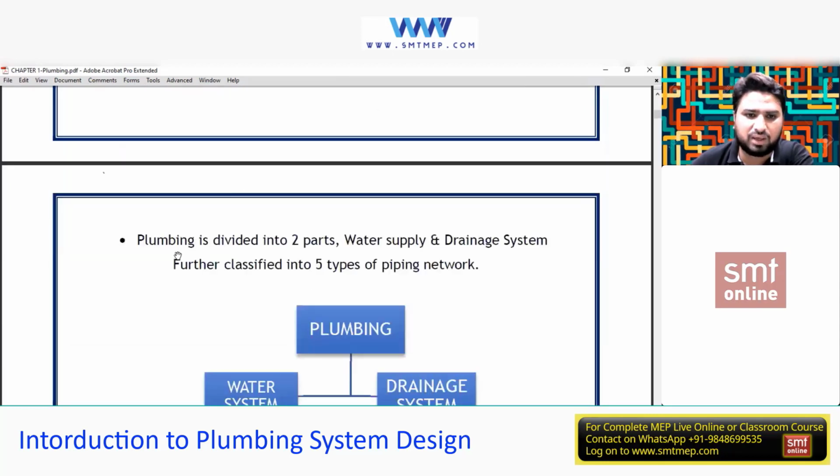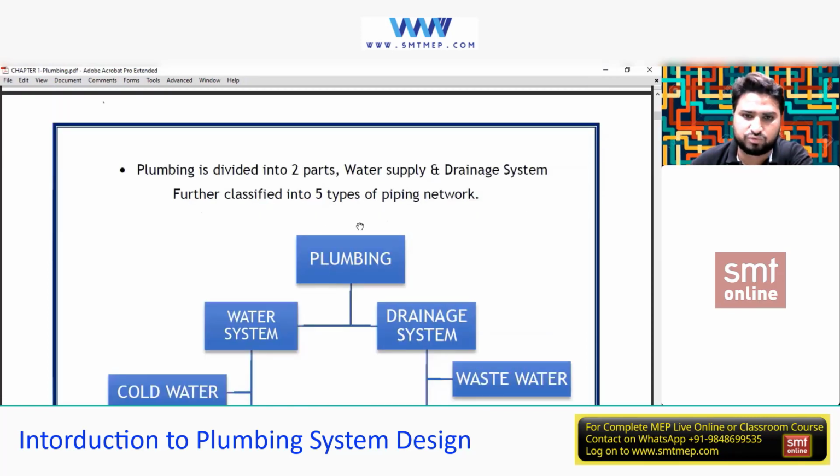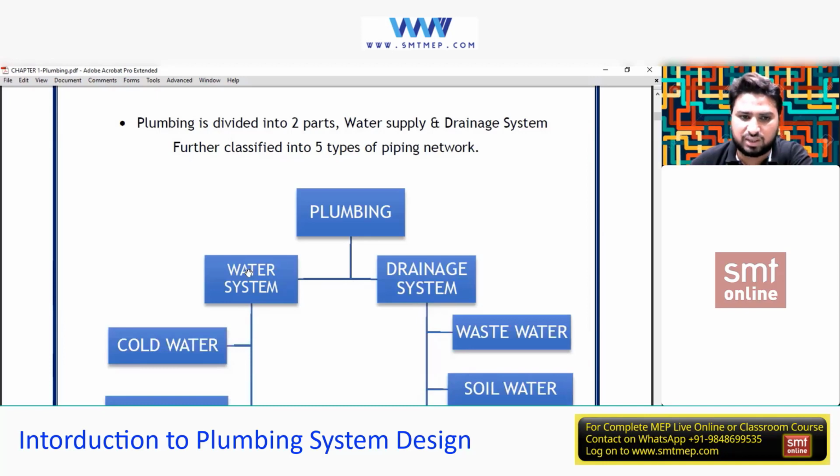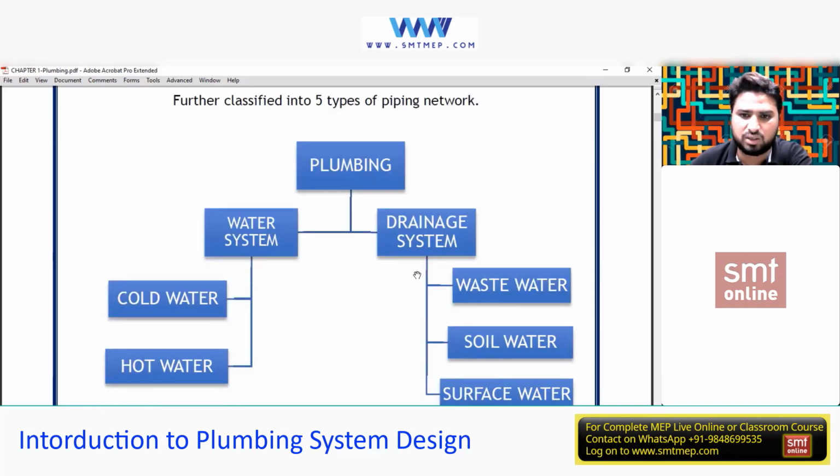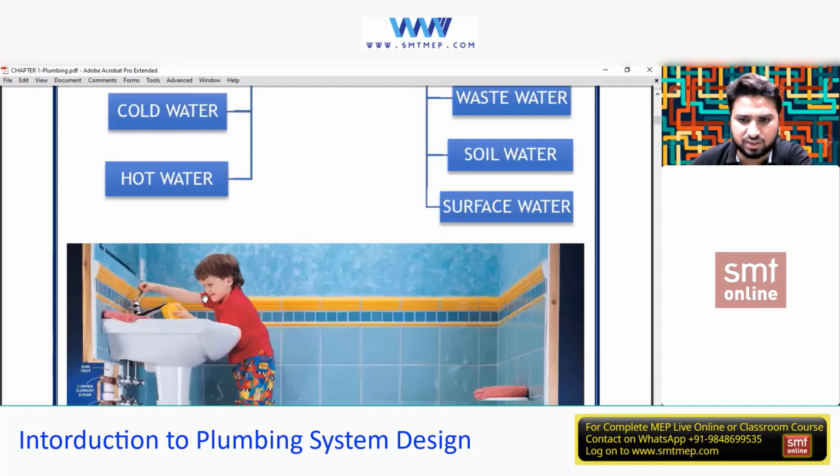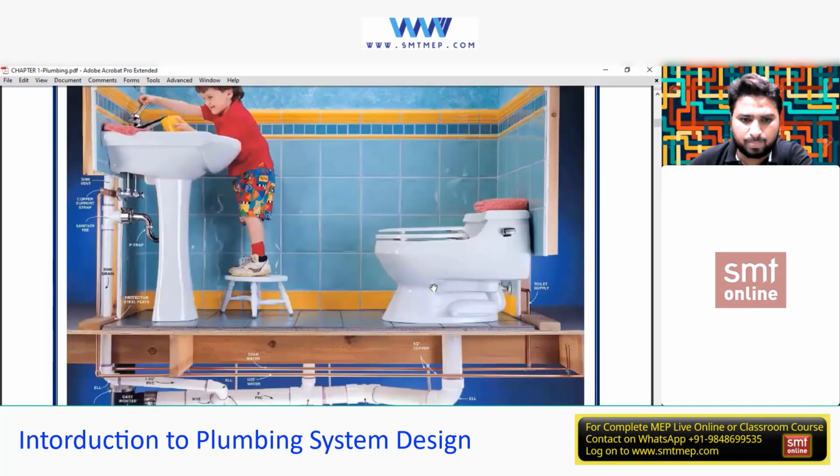Now let's move on. Plumbing is further divided into two parts: water supply and drainage. Water supply is the lengthiest part. Drainage is not that lengthy, and is small compared with this. Water supply is further classified into the cold water system and the hot water system, and drainage into waste water, soil water, and surface water. Surface water is nothing but rainwater, which needs to be drained out. We'll be seeing all these systems and how to design them. We have already seen this image. Now let's move on to the next.